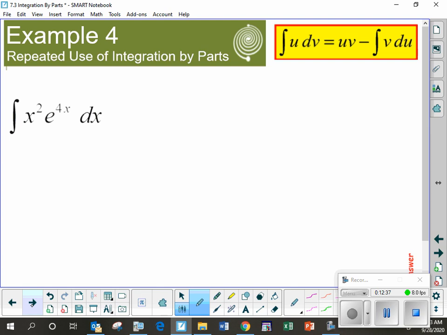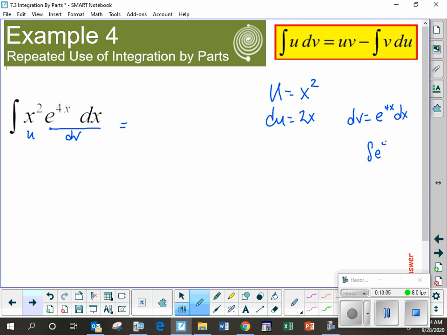All right, this is a long section. Integral of x squared e to the 4x. So algebraic before exponential. This has to be my u. This has to be my dv. u is x squared, then du is 2x. dv is e to the 4x dx.